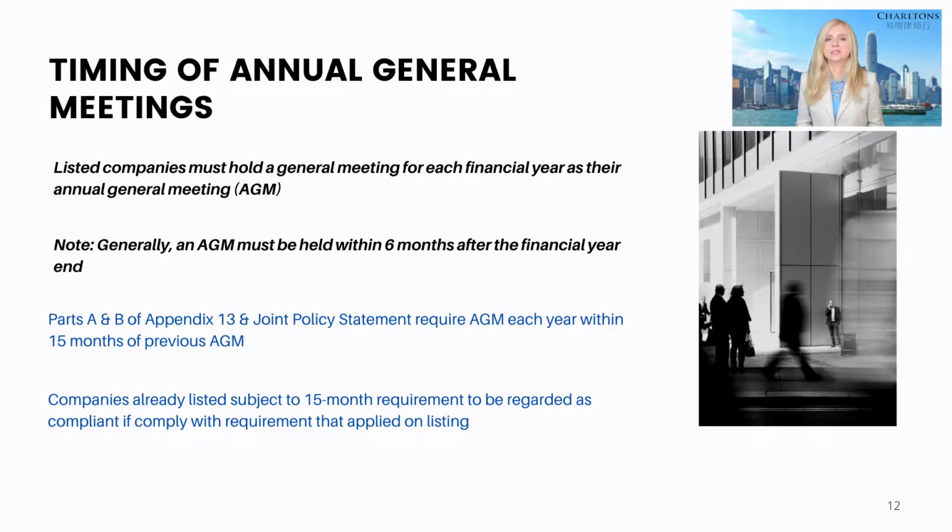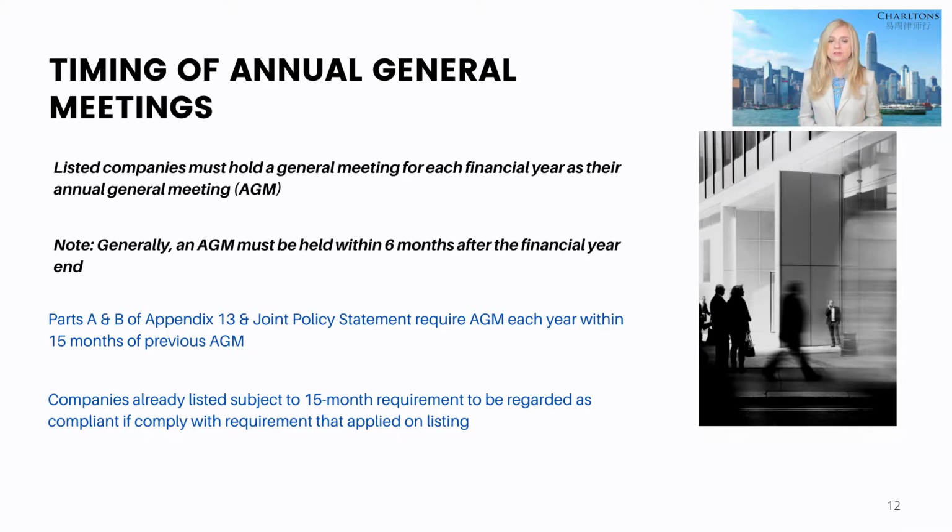The third core standard proposed is a requirement that listed companies must hold an annual general meeting for each financial year. The Hong Kong Exchange is proposing to add a note that the AGM should generally be held within 6 months after the company's financial year end.